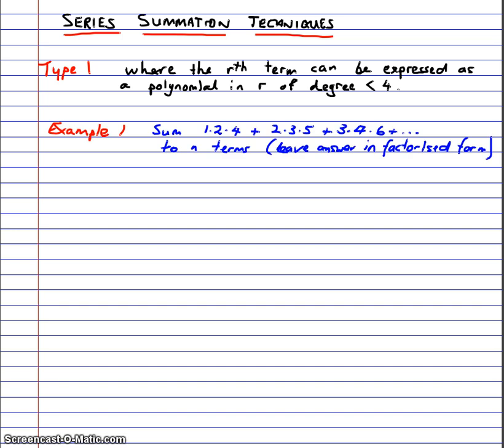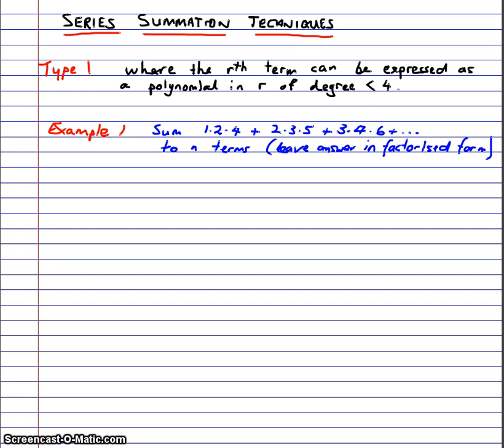So we've got an example here where we need to sum this series to n terms. So we have 3 factors there: 1 times 2 times 4 in the first term, then the second term is the result of multiplying 2 times 3 times 5, and the third from 3 times 4 times 6.